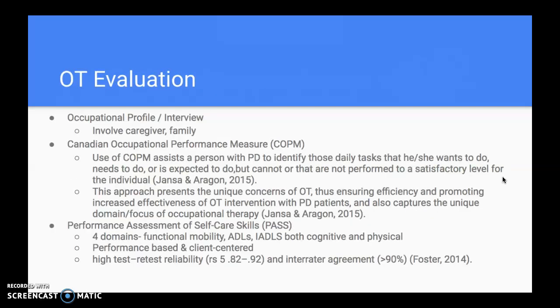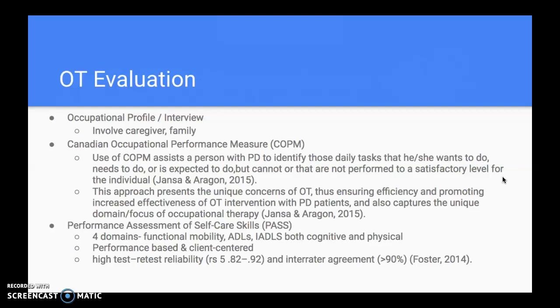For the OT evaluation, we want to start with the occupational profile, which can be done formally or through an interview informally. And I think it's important that we involve the caregiver and/or family members, as this is such a rapidly progressing disease. The client is going to need to have assistance at home. So really getting an understanding of what their understanding is of the diagnosis, what their goals are, and setting realistic expectations.